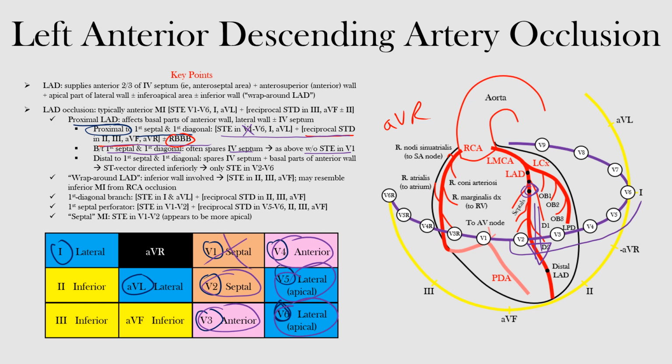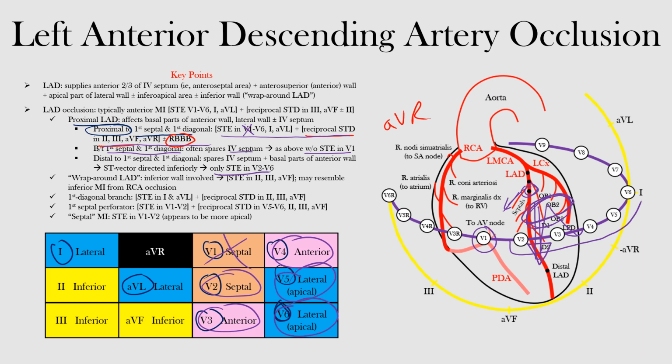So again, we're sparing the interventricular septum because we're getting so far down. We have our septal perforators that are able to feed it. So V1 is not affected, okay? And also, we're saying that the basal parts of the anterior wall are being affected. So this region here is certainly being affected. The ST vector will be heading this way as well as somewhat inferiorly. So we won't see the reciprocal changes in the inferior leads, but instead only ST elevation in leads V2 through V6.